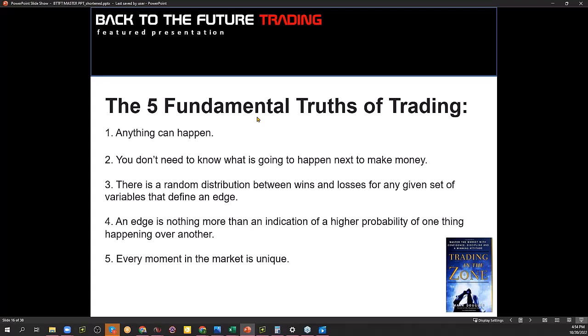And then I always like to go through the 5 and the 7. 5 fundamental truths of trading. Number 1, anything can happen. Number 2, you don't need to know what is going to happen next in order to make money. Number 3, there's a random distribution between wins and losses for any given set of variables that define an edge. And number 4, an edge is nothing more than an indication of a higher probability of one thing happening over another. And number 5, every moment in the market is unique.